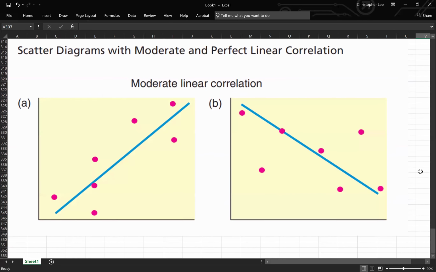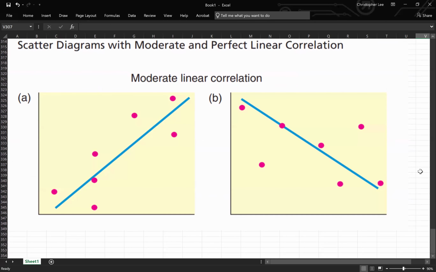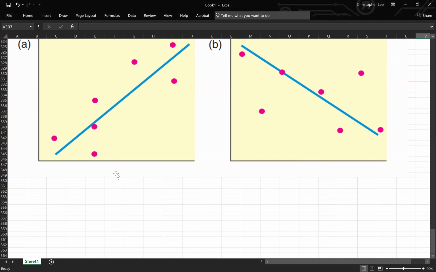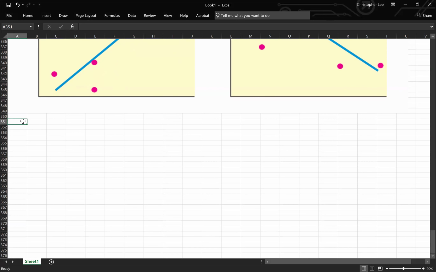So this is A and B. This is moderate linear correlation, right? So you see the dots, they're increasing, positive correlation. This is an example of negative correlation here. The dots are decreasing. Now let's look at what perfect correlation is. That doesn't happen in real life. Would A be moderate to high and B, they're both moderate? Exactly. One is moderate high, the other one's moderate low. So the negative is moderate low and the regular is positive, moderate high.